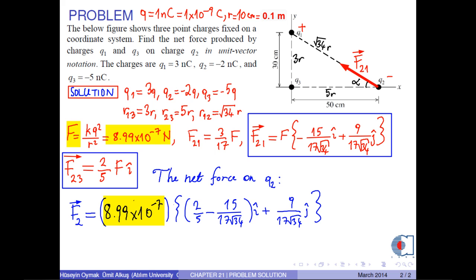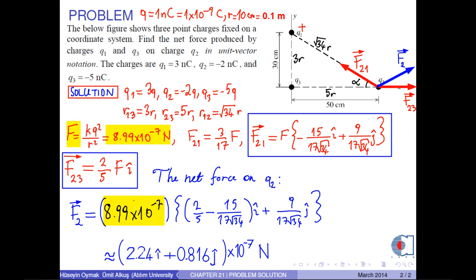Because f is 8.99 times 10 to the negative 7 newtons, the calculation gives us the net force produced by charges Q1 and Q3 on charge Q2 in unit vector notation as approximately (2.24 i hat plus 0.816 j hat) times 10 to the negative 7 in newtons. If we draw the xy coordinate system, the direction of this force is in the first region, that is, the positive x and positive y region.